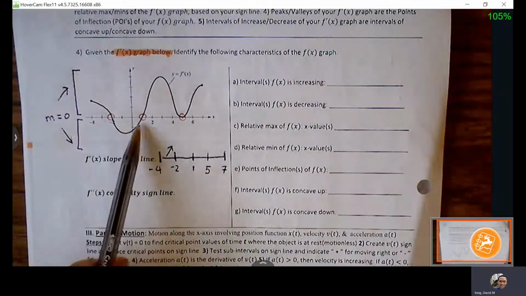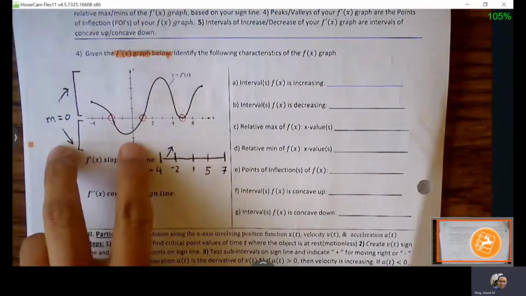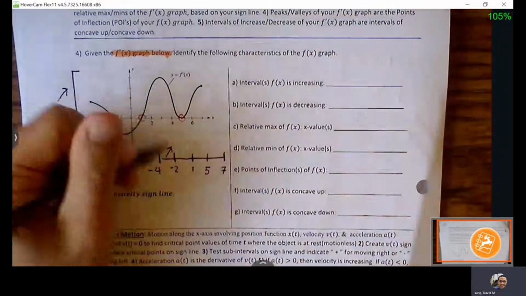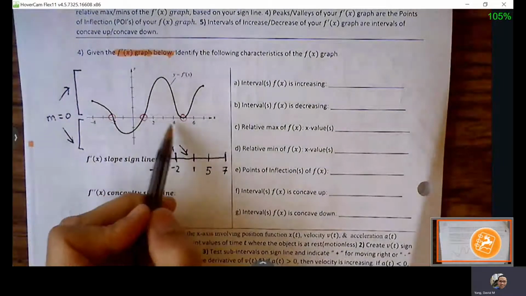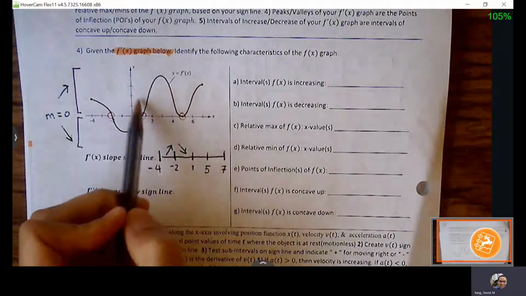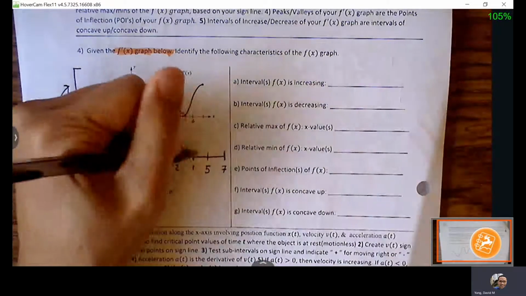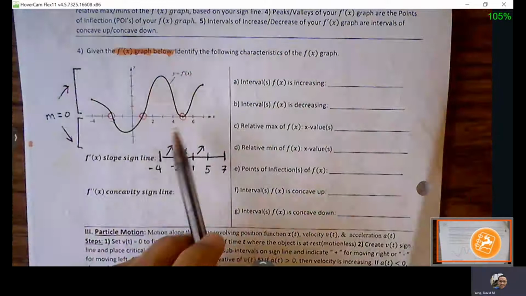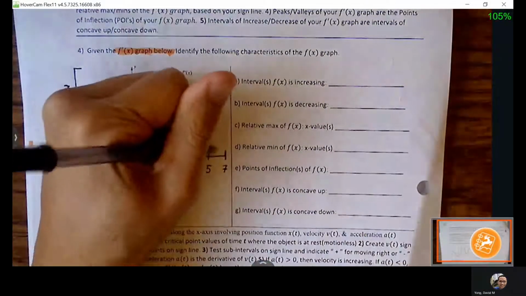Okay, between -2 and 1, clearly below the x-axis, we know that's going to correspond to negative slope. Between 1 and 5, all this sits above the x-axis, so we're going to interpret that as positive slope. And then between 5 and 7, still above the x-axis, positive slope.